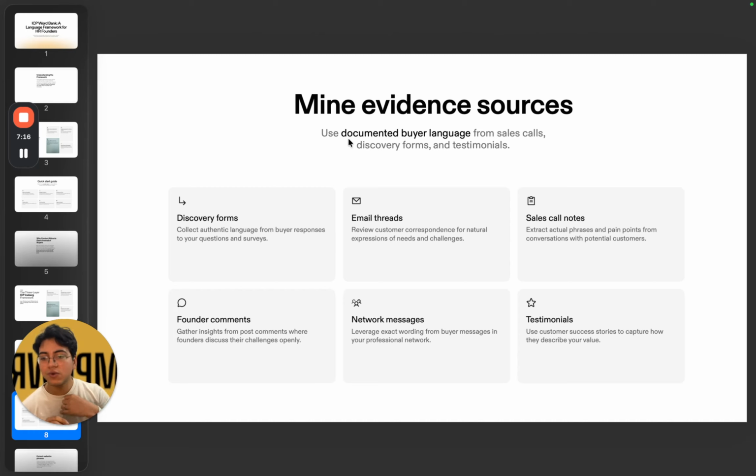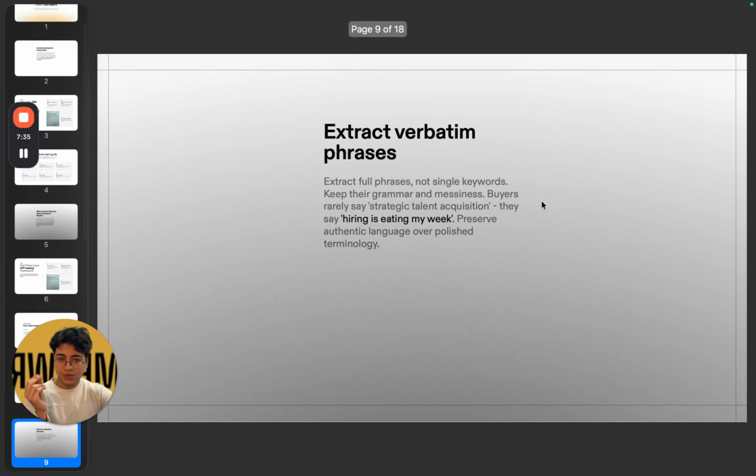And if you have no good conversations at all, you can go to Reddit and search for how your ICP would write in those search criteria. If they are looking for your service, you will find a lot of phrases there. Okay, so this is a key rule.